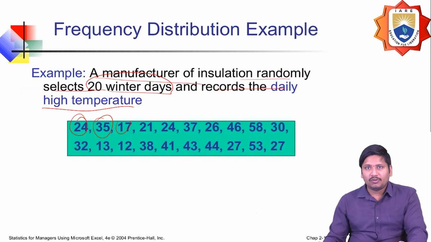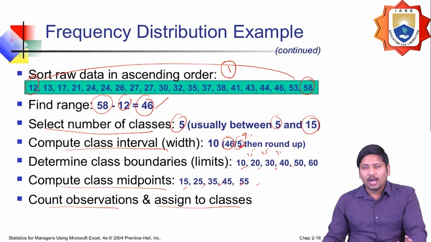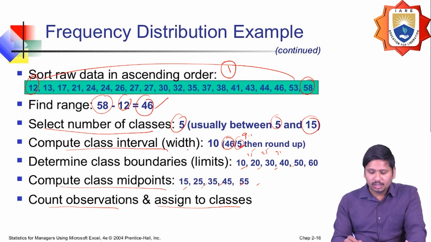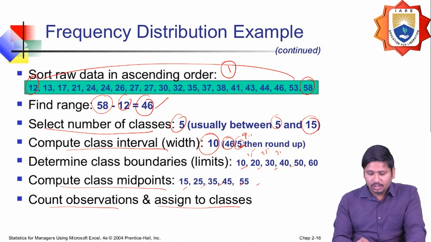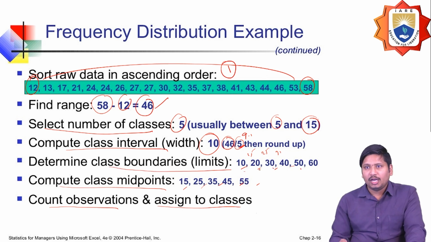So once we get the data from any other company, first what you have to do is sort the data in ascending order and find the range. So subtract the lowest value from the highest value and find out the number of classes. The number of classes should lie between 5 and 15. You can take 10 also, but I'm taking 5 here. So compute the width of this class interval: 46 divided by 5, so 9 point something, that should be rounded up to 10. And find out the class boundary limits, that should be 10, 20, 30, 40 and 60. And compute the class midpoints. In between 10 and 20, 15 is the midpoint, and between 20 and 30 it should be 25. So count the observations and assign them to the classes.